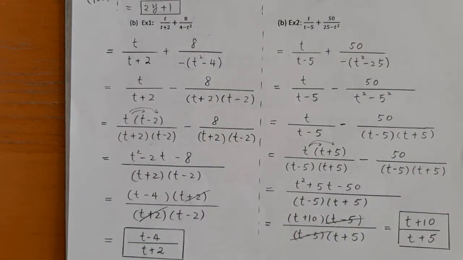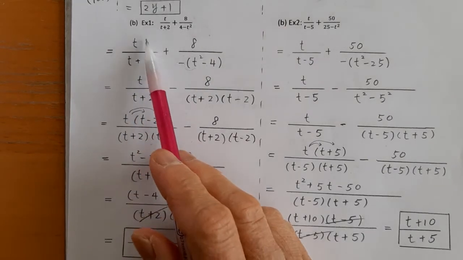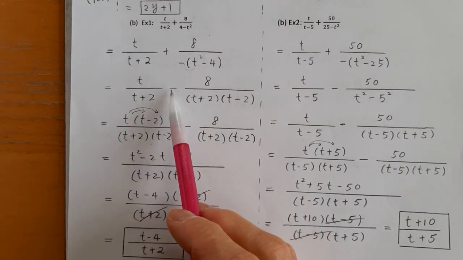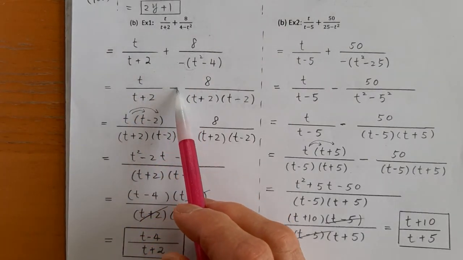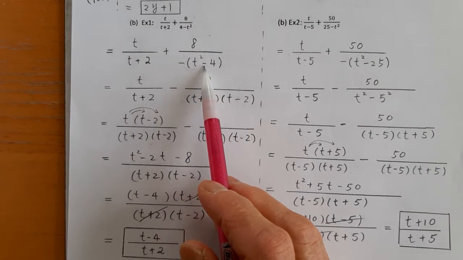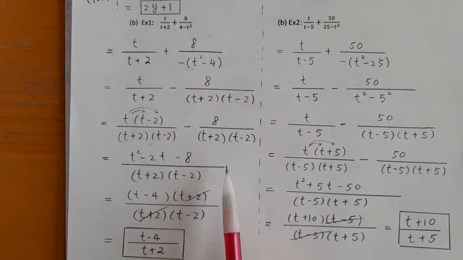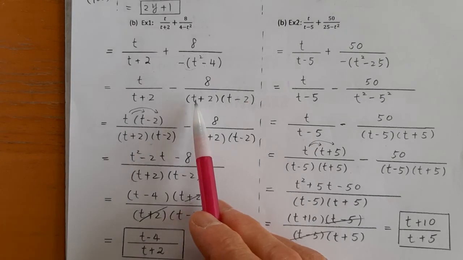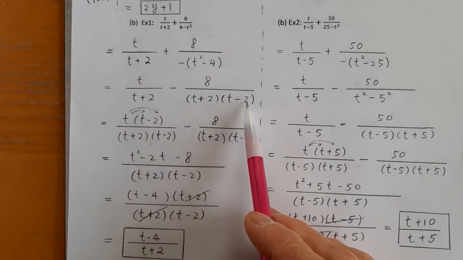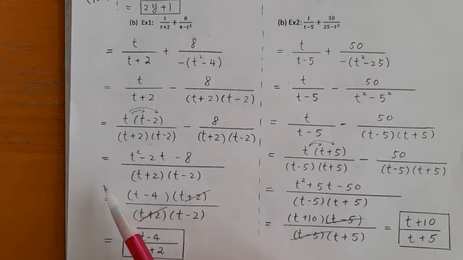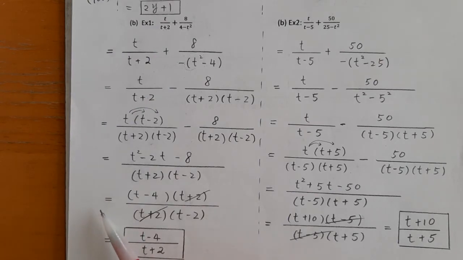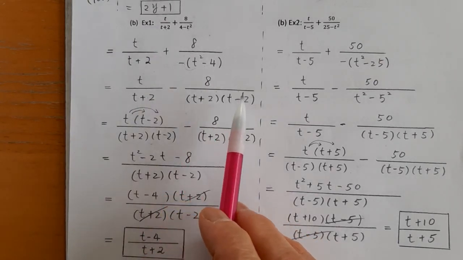They are equal. And then, t over t plus 2, minus... positive times negative is negative... a over t squared minus 4. 4 is 2 squared, so factor it as t plus 2 times t minus 2. Factor using the difference of squares formula.